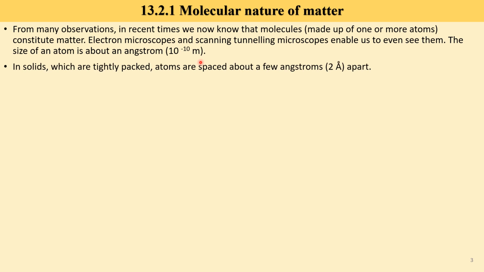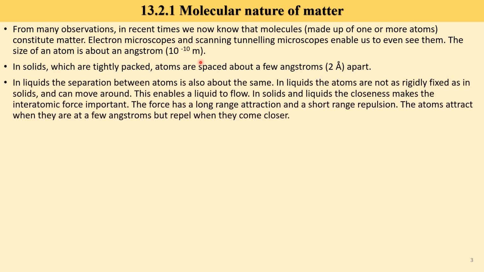In solids, these atoms or molecules are very tightly packed. Atoms are spaced about a few angstroms, that is 2 angstroms apart. In liquids, the separation between atoms is about the same, about 2 angstroms. But in liquids, the atoms are not as rigidly fixed as in the case of solids, and they can move around. This enables the liquid to flow.